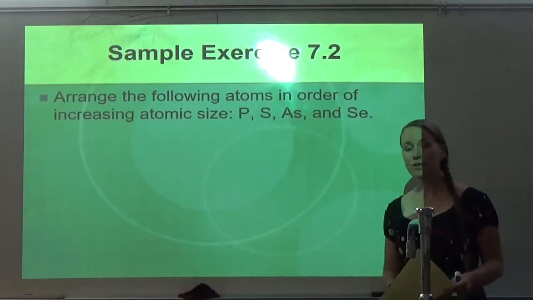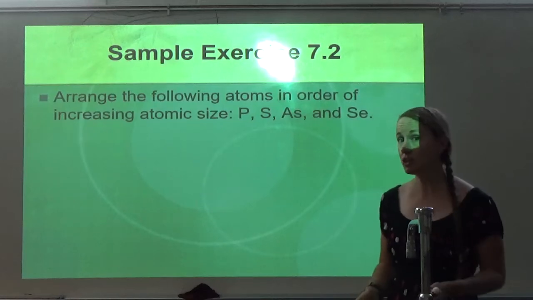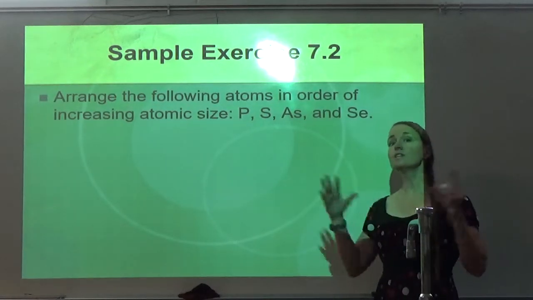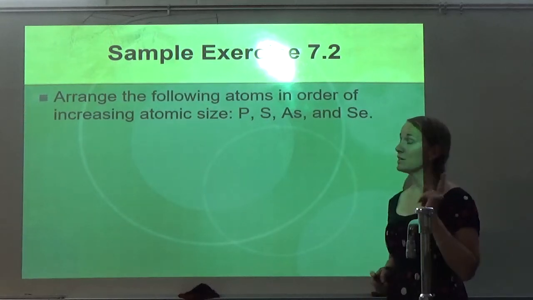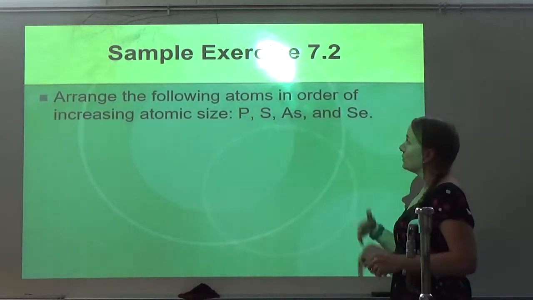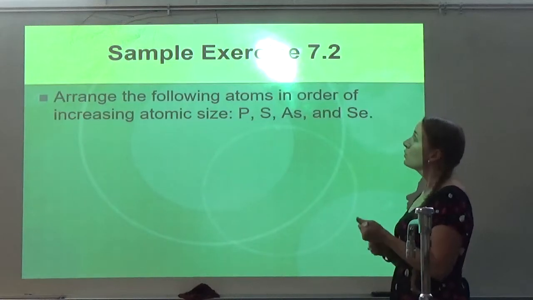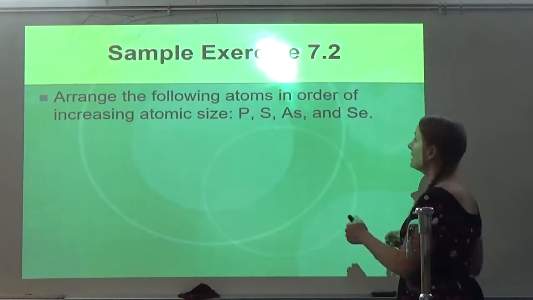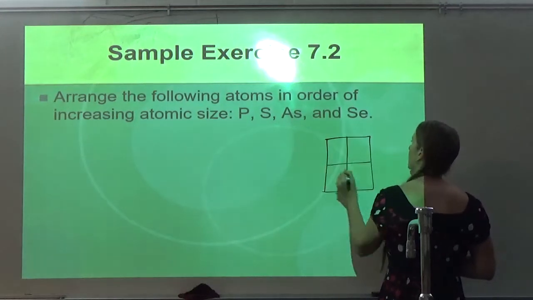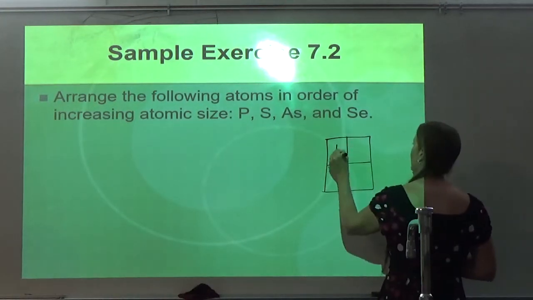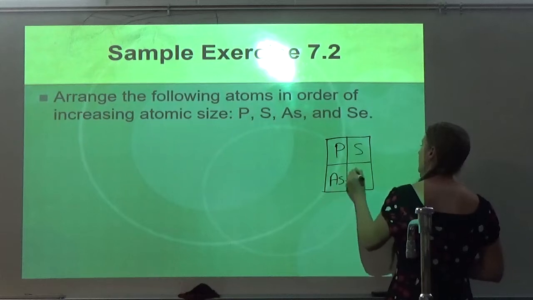Okay, so like I said, y'all, the main things to focus on for periodic trends are distance from the nucleus, which is related to number of energy levels, and Z effective, that stronger nucleus. All right, so it says arrange the following atoms in order of increasing atomic size: P, S, As, and Se. On the periodic table, you'll definitely want one of those out. They are arranged like this: P, S, As, Se.